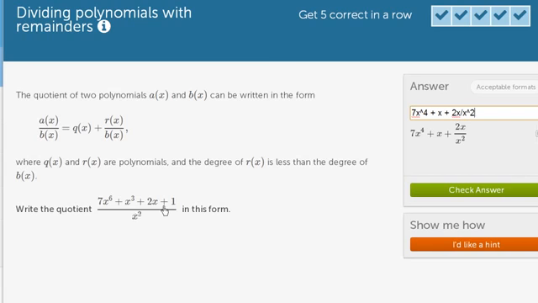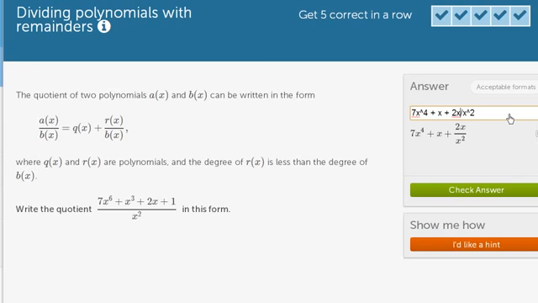And then you could write plus 1 over x squared. So you could write it like that, but that's not exactly the form that they want. They want us to write it q of x, and you could view that as 7x to the 4th plus x. And then they want us plus r of x over b of x. So plus some polynomial over x squared in this case. So instead of writing it as 2x over x squared plus 1 over x squared, we could just write it as 2x plus 1 over x squared.